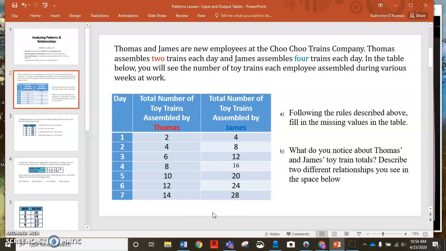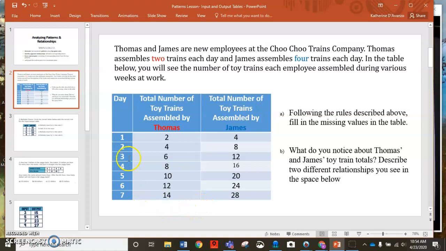One of the things I notice is that James is able to make twice as many trains as Thomas. So on each day, he made twice as many. So 2 times 2 is 4, 4 times 2 is 8, 6 times 2 is 12, and that pattern holds true throughout. So each day, James makes double the number of trains as Thomas.